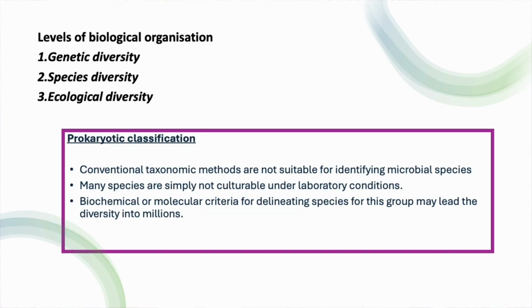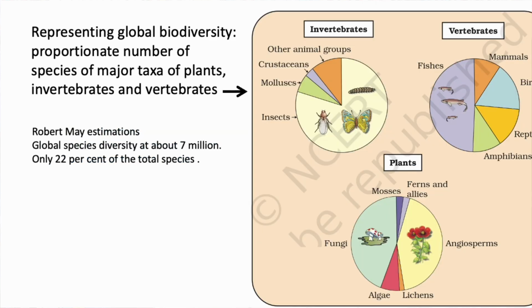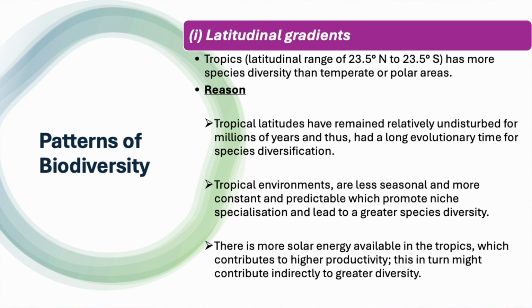The last chapter is biodiversity and conservation. First, we learn different levels of biodiversity, and then the difficulties in classifying prokaryotes. This pie diagram which you see on the board had been asked in the previous years for case-based questions and multiple choice type of question. The estimations by Robert May. Learn the different patterns of biodiversity and the reason for richness in biodiversity towards the tropical region.